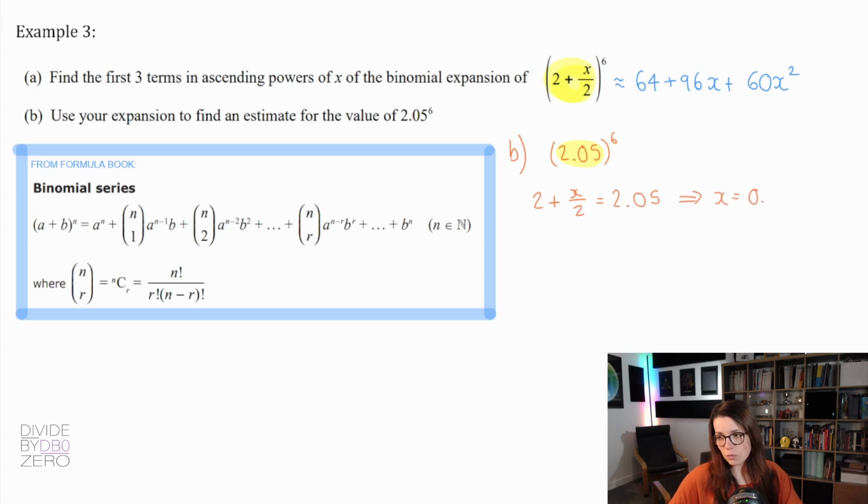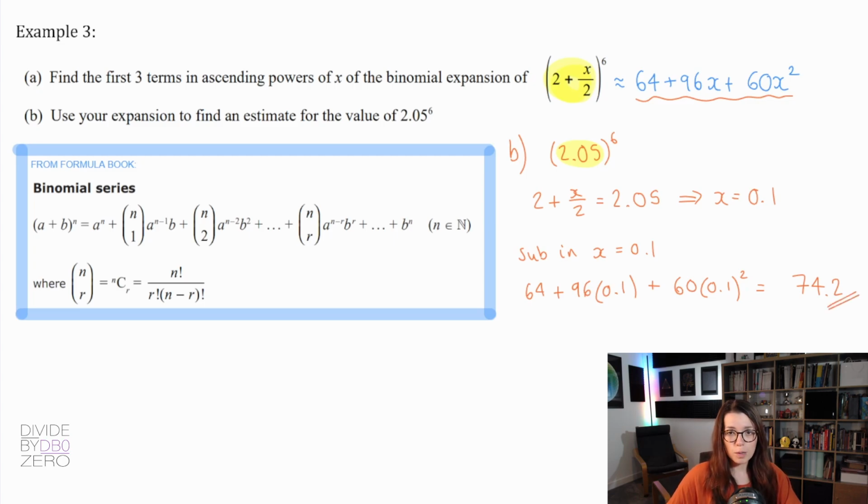x would be 0.1. All that's left to do then is sub in x equals 0.1 into your expansion from part A. So it looks like 64 plus 96 times 0.1 plus 60 times 0.1 squared. When you do that, you get 74.2. And that's all they're looking for in part B. If you want, you could check that your answer makes sense by actually typing in 2.05 to the power of 6 in the calculator. And when you do that, you get 74.22 and so on. So it looks like we've done it right.